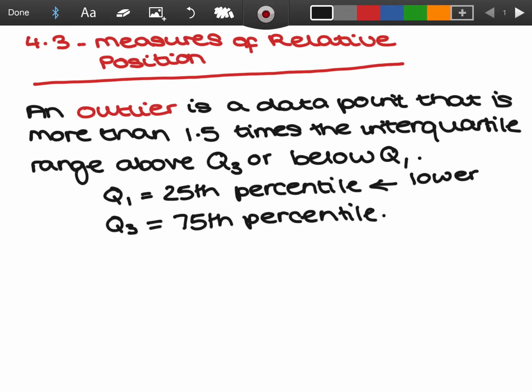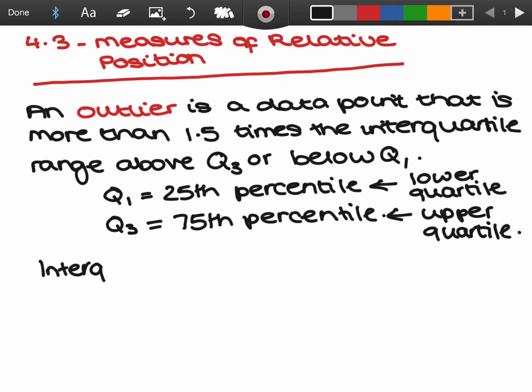We tend to call this Q1 the lower quartile, because if you think about it, you're separating your data into quarters here, okay? So below Q1, you have 25% of your data. Below the median, you've got 50% of your data. Below Q3, you've got 75% of your data. Okay, so you're kind of splitting this into 4 sections. And this would be the upper quartile, Q3, okay? So Q1 and Q3 are your lower and upper quartiles.